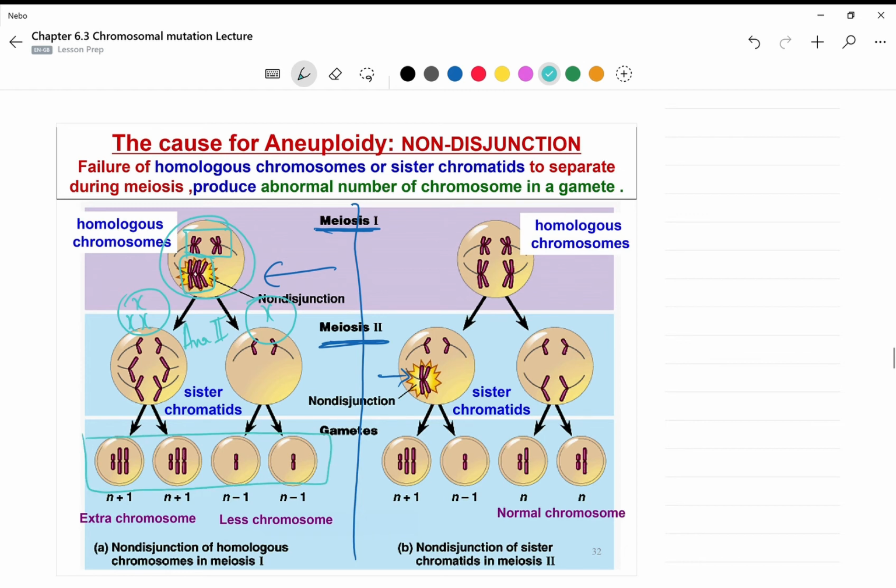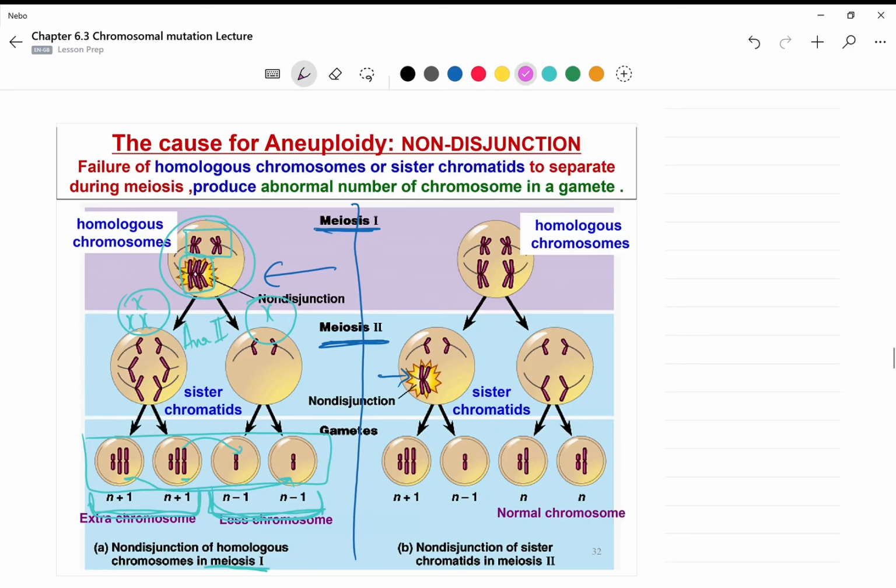So half of the gametes will gain an extra chromosome and the other half will lose 1 chromosome. And the one that is lost is obviously this one also. These are supposed to be there and this is supposed to be there. So this is the product of non-disjunction that happens in meiosis 1.